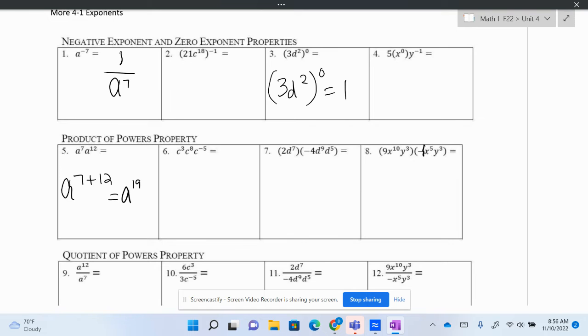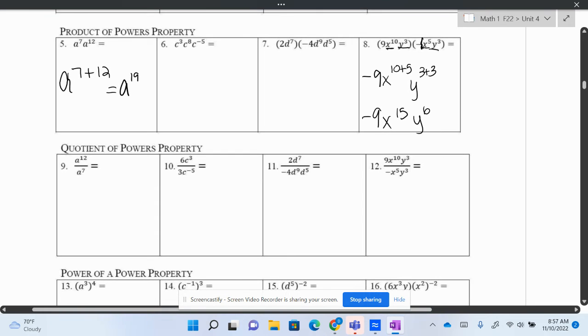9 times negative 1 is negative 9. If the base is the same, I add the exponents. 10 plus 5. If the base is the same, I add the exponents. Y to the 3 plus 3. So it actually equals negative 9, x to the 15th, y to the 6th. That's the product rule. We just call it product rule, okay?